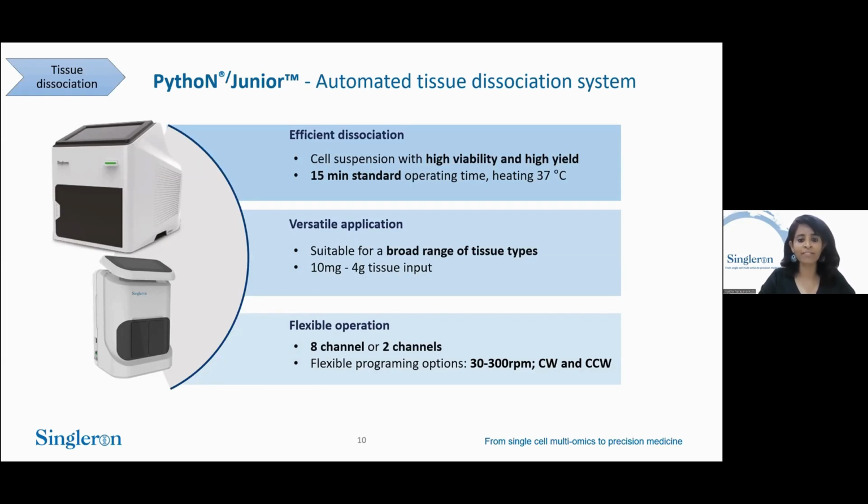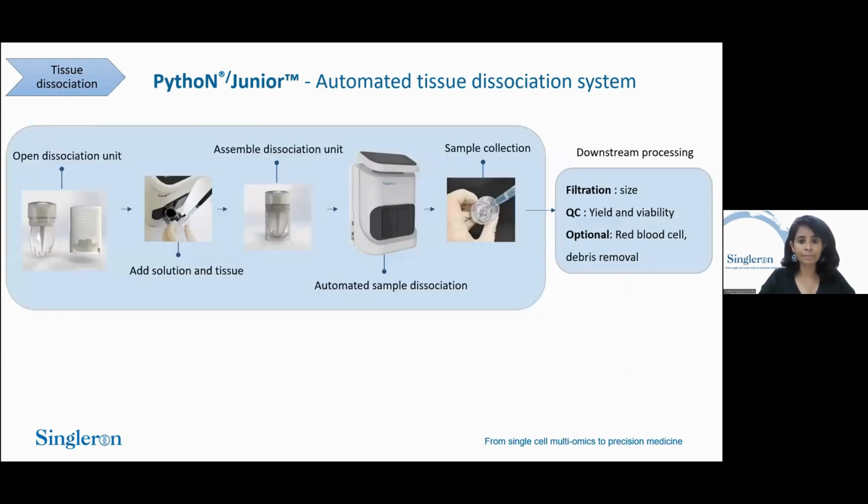And both of these have flexible programming depending on your tissue type, and you can go between 30 to 300 RPM in the physical homogenizing of the sample, and also set parameters such as clockwise, anti-clockwise looping of your machine.